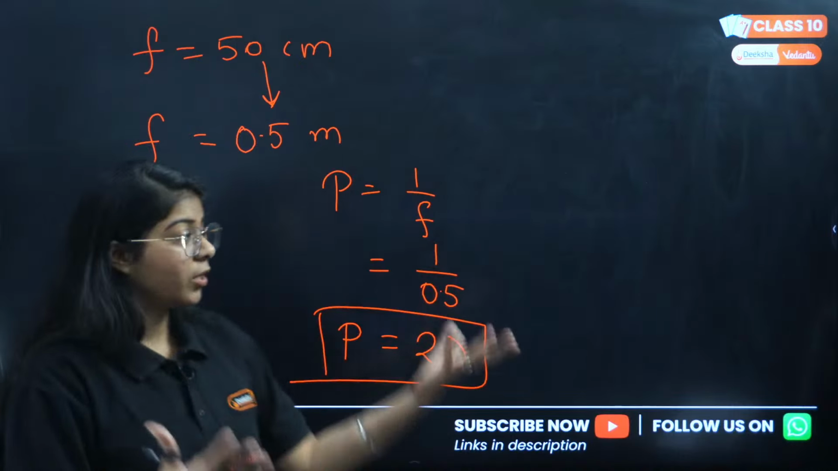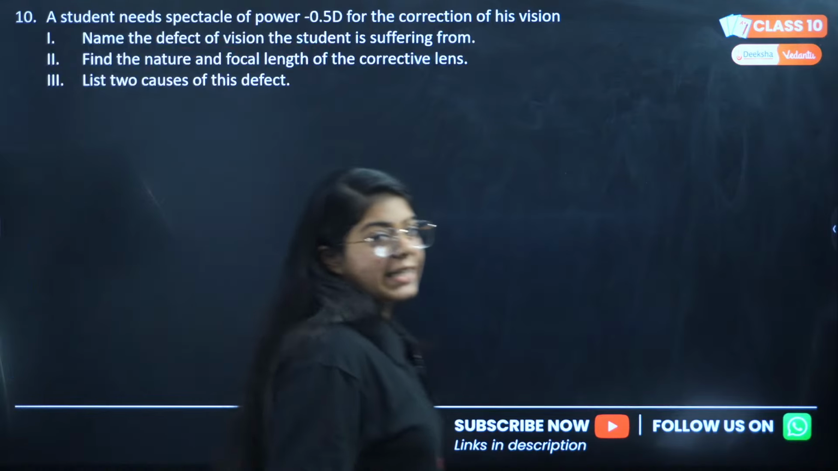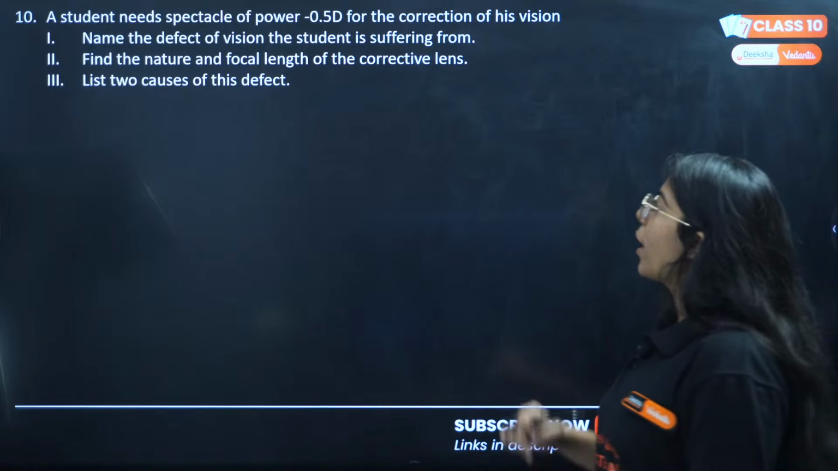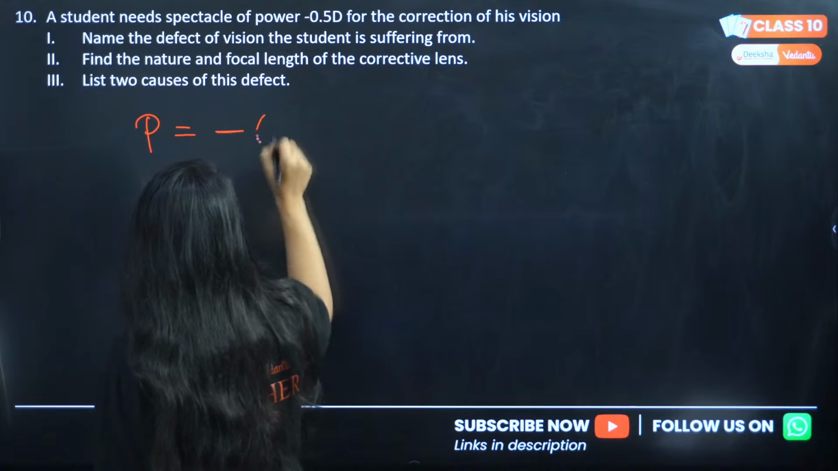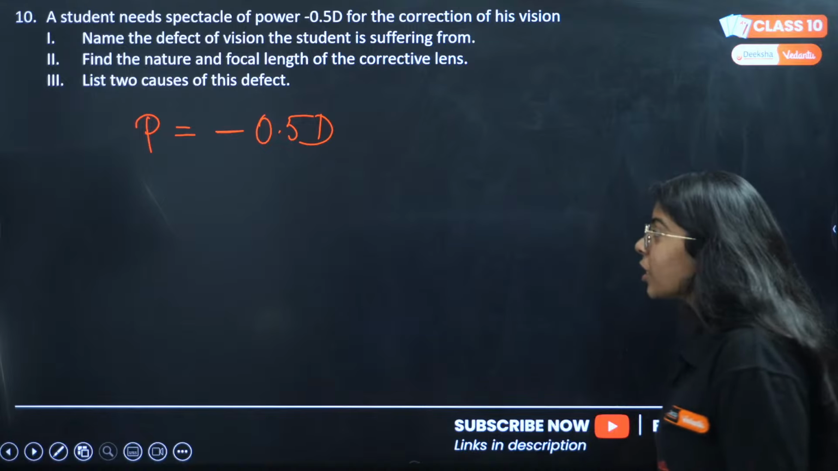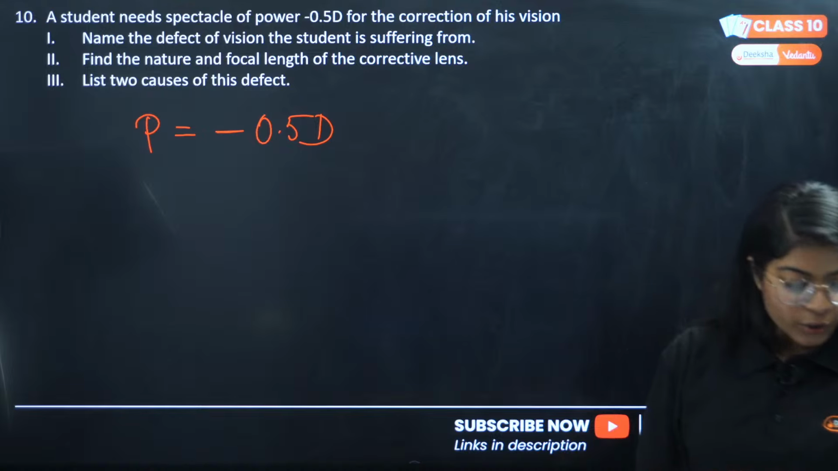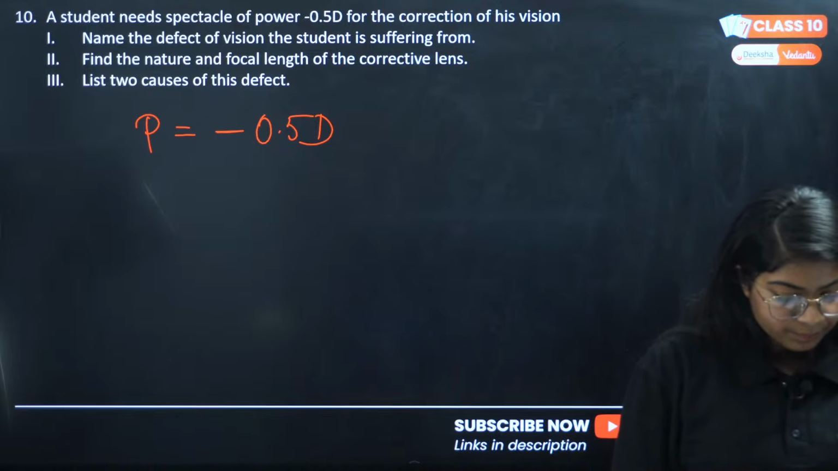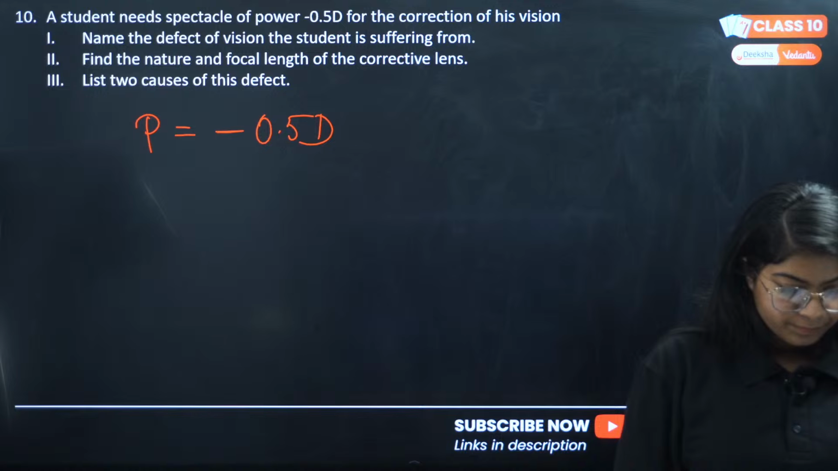Okay, focus on the question, guys. Just one question is left. A student needs spectacle of power 0.5 diopter. We are given that power is minus 0.5 diopter for the correction of his vision. Name the defect of vision the student is suffering from. Do you know how to solve this question? Let me know.